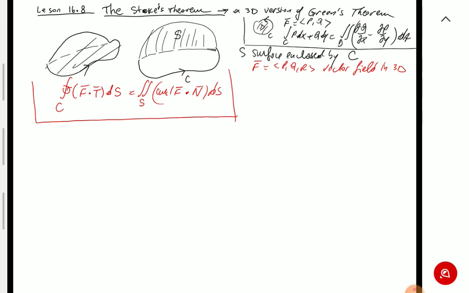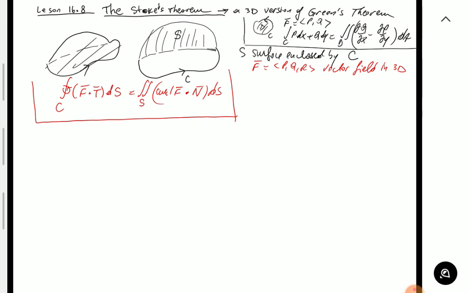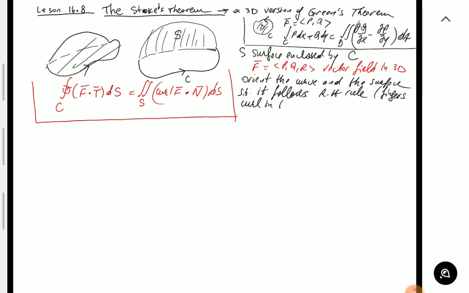So to make a convention for orienting the curve, so that the theorem is consistent in any configuration, we're going to orient both the curve and the surface such that it follows the right-hand rule, meaning that the fingers curl in the direction of the motion on the curve.